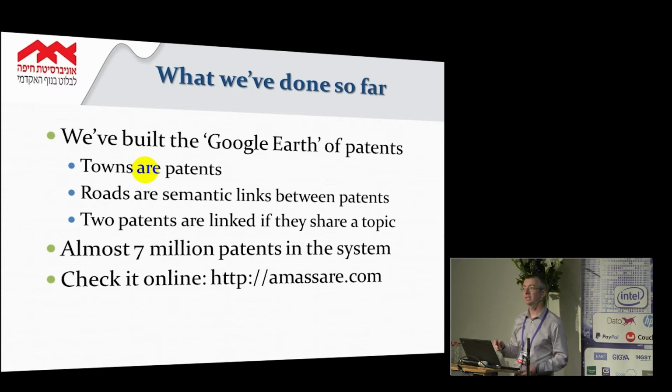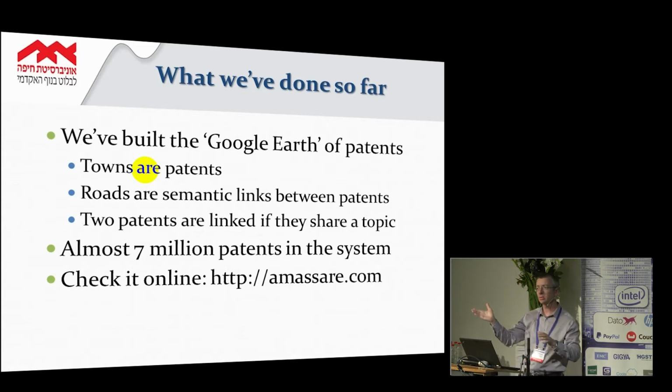And so what we have done so far, we have built a Google Earth of patents. We took all the patents available in USPTO, about 7.5 million of them, patents and patent applications, and we compared each one with each one semantically. Well, not really, but we took 7 million patents and we found, for every patent, the closest semantically patents around it. So basically, you think about towns that are close to each other, those are patents that talk about the same topic.